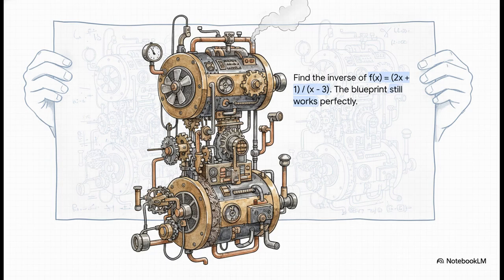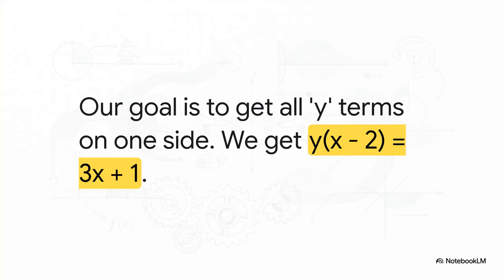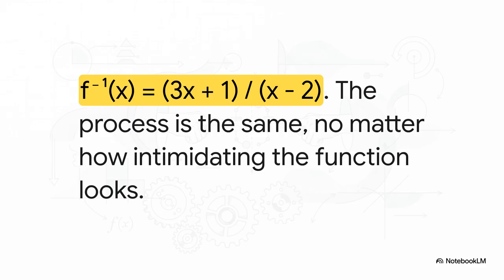It still works perfectly. We just do the exact same thing. Replace f of x with y, and then make that crucial swap. The x and y trade places. And now we've got a new equation to solve. The setup is always the same. So solving for y here just takes a little more algebra. The main goal is to get all the terms with a y on one side and everything else on the other. Once we clear out that fraction and shuffle things around, we can pull out the y as a common factor, and we get this. y times the quantity x minus 2 equals 3x plus 1. From there, it's just one last division to get y all by itself, and boom, there's our inverse function. See? Even with a trickier problem, that 3-step blueprint got us there without breaking a sweat.